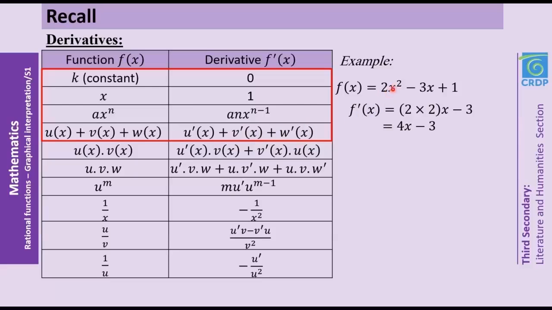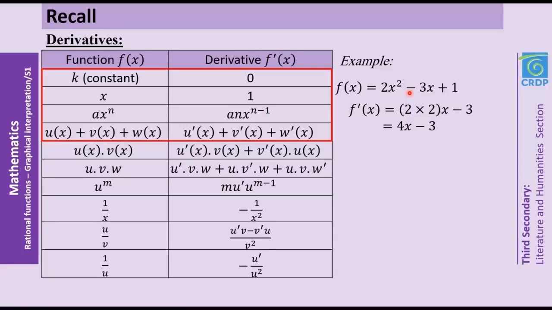Let's start with 2x squared. The derivative of 2x squared, which is similar to ax to the power n, is anx to the power n minus 1, where a and n are 2. So the derivative of 2x squared would be equal to 2 times 2 times x to the power 1.